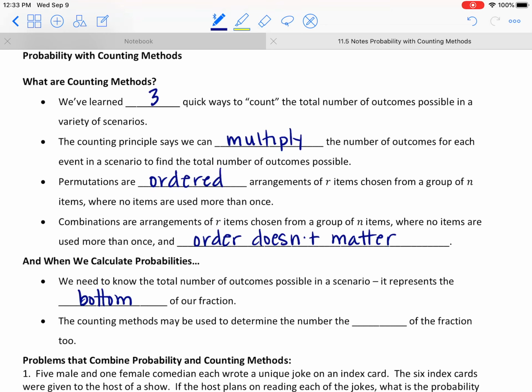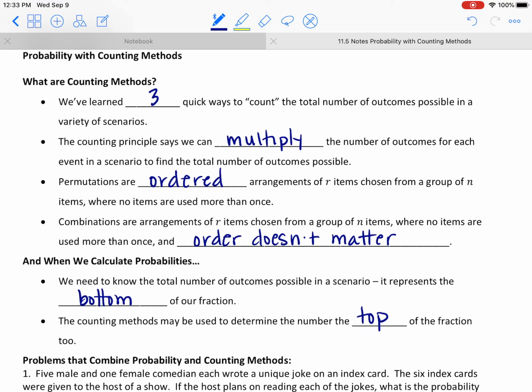There are 52 cards to choose from, so 52 has to be the bottom of the fraction. Now in some of the situations we're going to look at here, there are going to be a bunch of different things going on, or we're choosing a bunch of people from bigger groups of people, and so we're going to try to apply our counting principle, permutations, or combinations to figure out what that total is. And then we might also have to use one of those counting methods to determine the top of the fraction. Okay, and I'll show you with some examples.